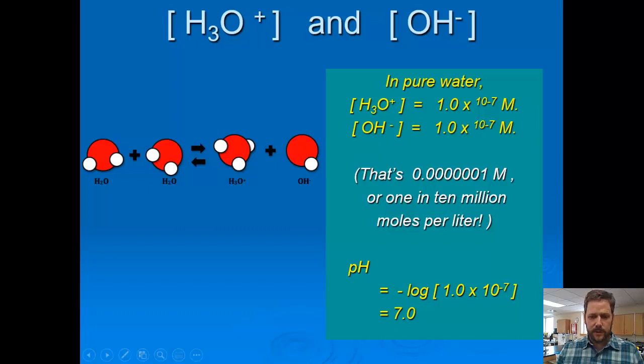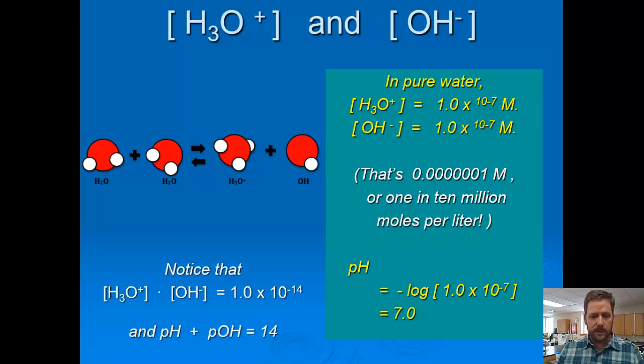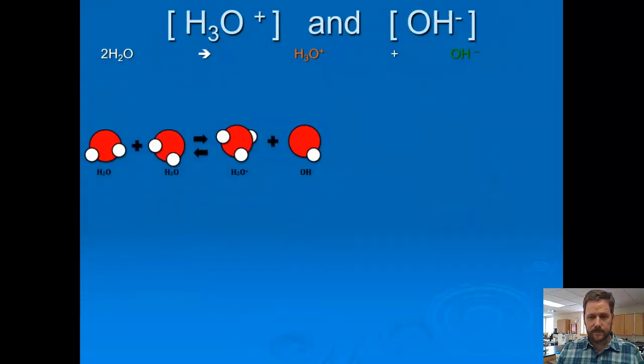It's interesting to note that the product of hydronium ion concentration and hydroxide ion concentration is always the same, 1 times 10 to the negative 14th. And if we calculated pOH, that is the negative log of hydroxide ion concentration, we'd see that pH and pOH always add up to 14. This is not only the case for pure water, but for any aqueous solution.